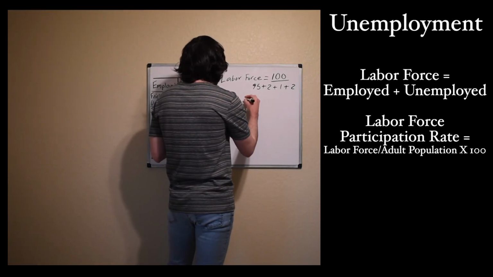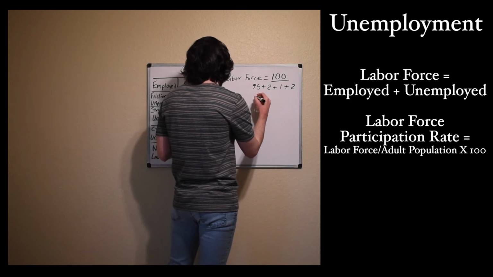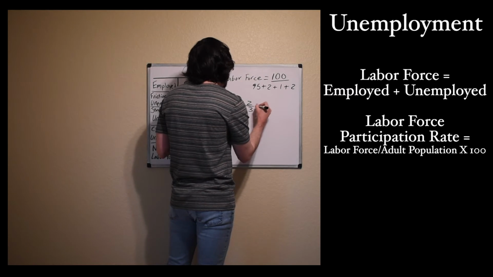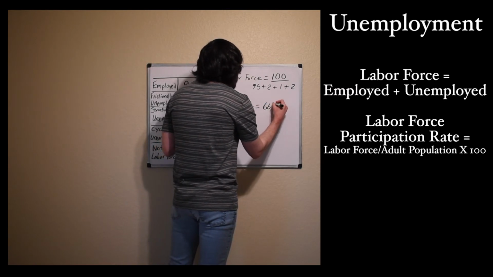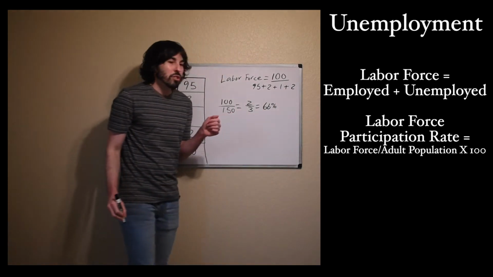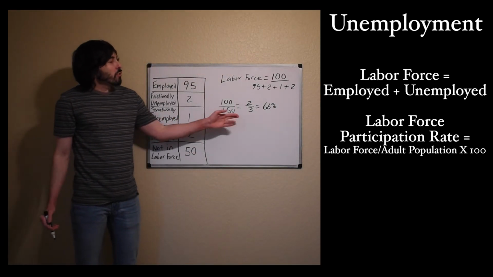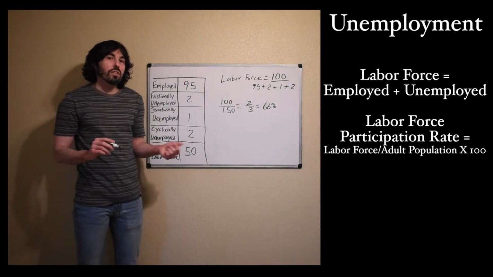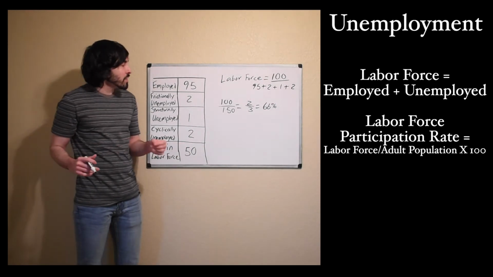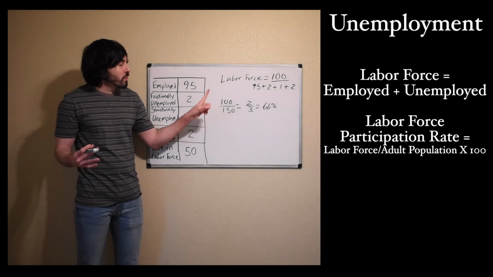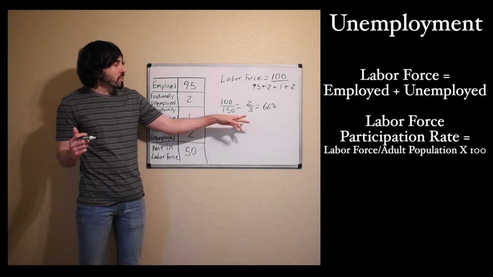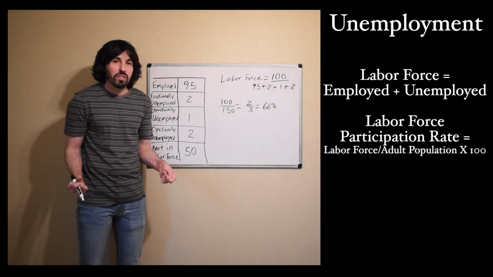So 100 divided by 150 is going to come out to 2/3, which will be about 66, 67%. So our labor force participation rate for this country is 66%. You just take your number of people that are in the labor force and divide it by the total adult population, and that came out to 66%.